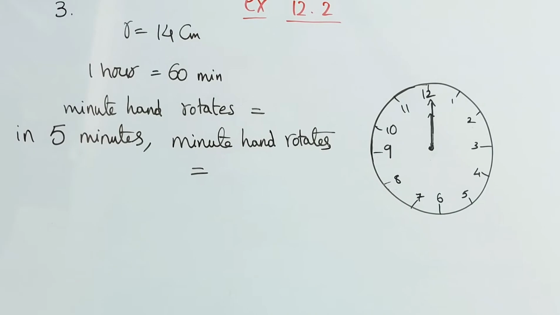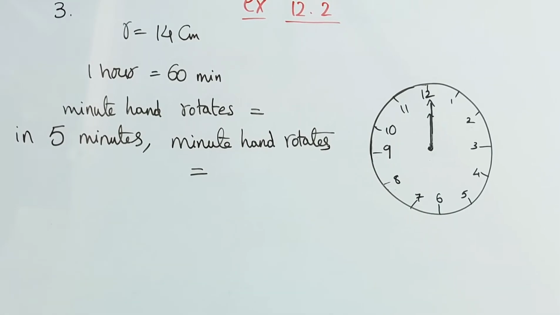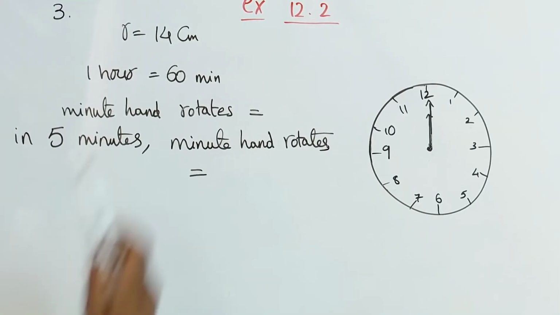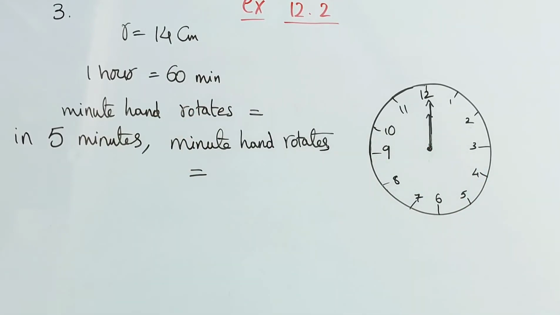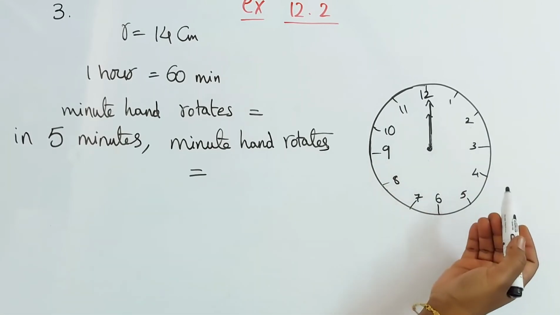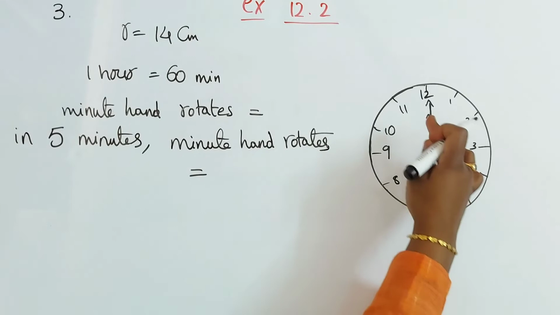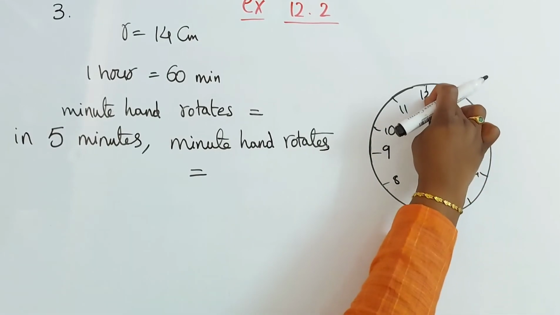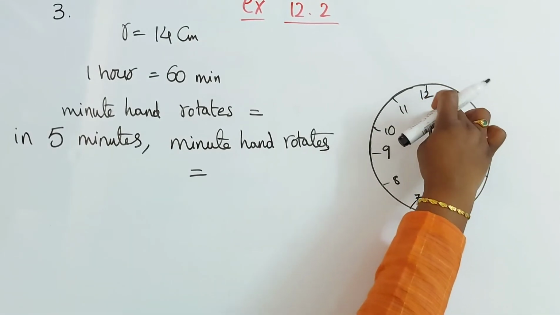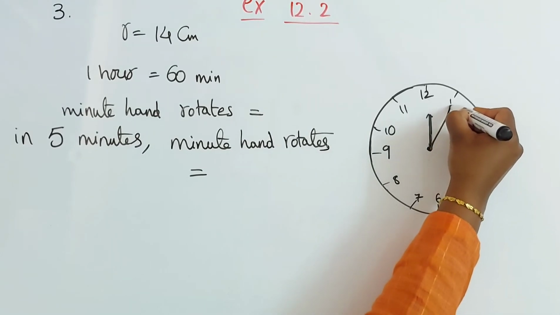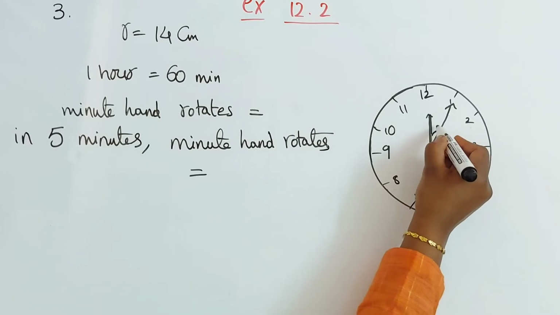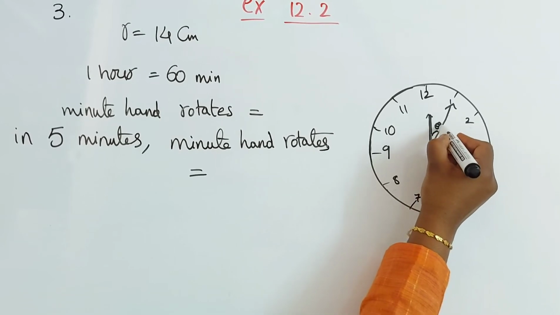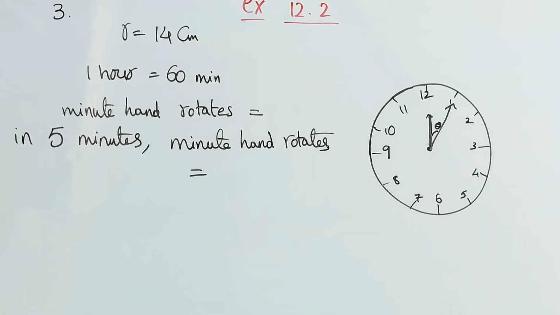Third question, children. The length of the minute hand of a clock is 14 centimeters. That means the radius they have given is 14 centimeters. Find the area swept by the minute hand in 5 minutes. Now see the clock, children. Now it is 12 o'clock here, right? It has to move 5 minutes. That means the minute hand is moving here. So from here to here we have to find out the degree. Correct, children? This angle we have to find out.